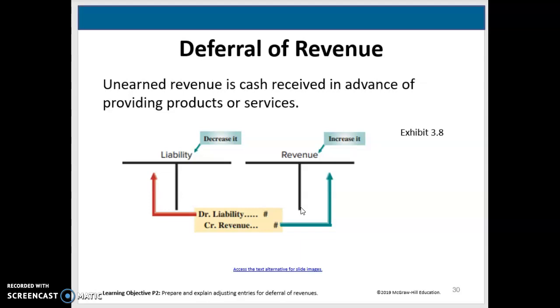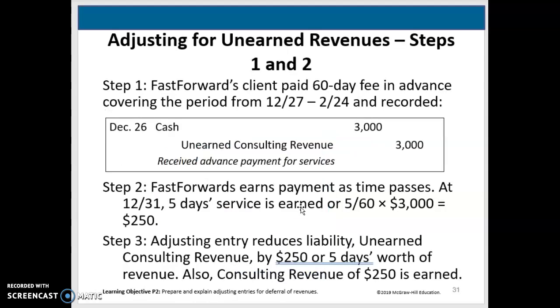So let's look at an example. It says here that Fast Forward's client paid a 60-day fee in advance covering the period 12/27 to 2/24. When that happened, we received cash of $3,000, so we debited cash and we credited unearned consulting revenue, that liability. Now we have passed some time and we've earned payment for some of that time because we've completed that job. So at 12/31, we have 5 days of service that has been earned.